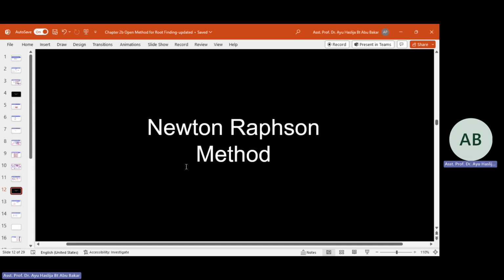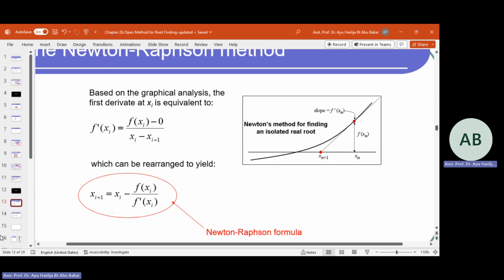Next method would be the Newton-Raphson method. Okay, Newton-Raphson. What is the difference? Okay, in fixed point iteration, we rearrange the equation from the given function to get the x.